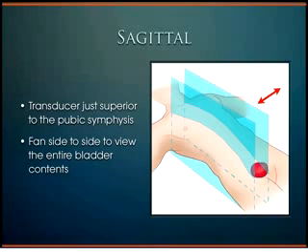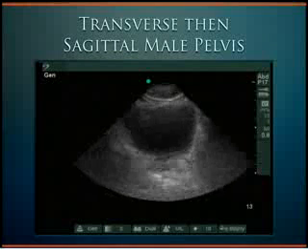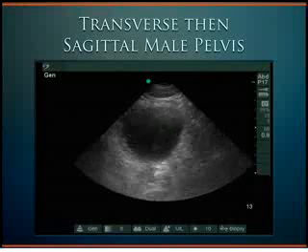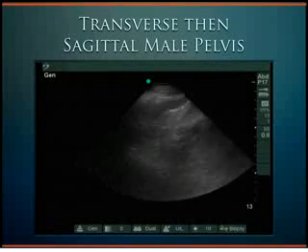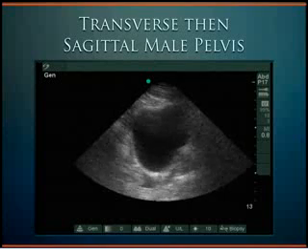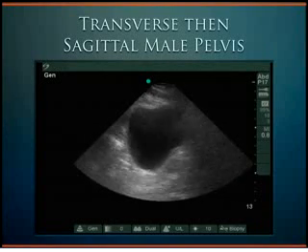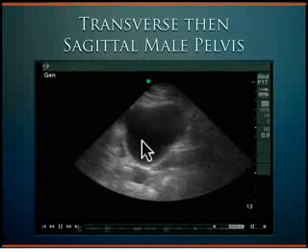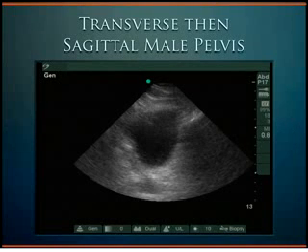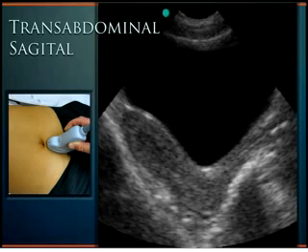Now, when we switch to the sagittal plane, we aim that indicator towards the patient's head, and we're going to be fanning side to side in this case in order to see the entire bladder contents. This is an example of a transverse view and then going into a sagittal view of the male pelvis. Now in a sagittal view, the bladder appears a little bit more triangular shaped. In that transverse view, it appeared more rectangular shaped. Now, with the female pelvis in the sagittal view, we have the organ stretching out in its long axis. So what we see here is the bladder as a triangular shaped structure because it's now sagittal.